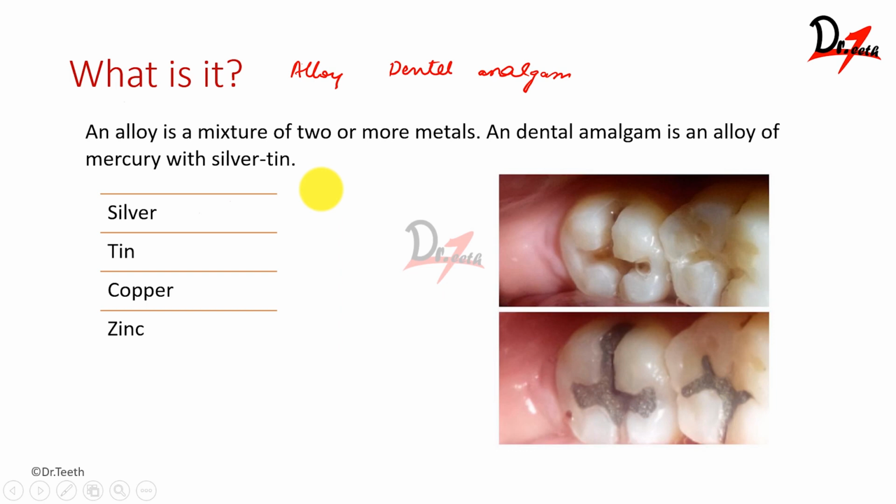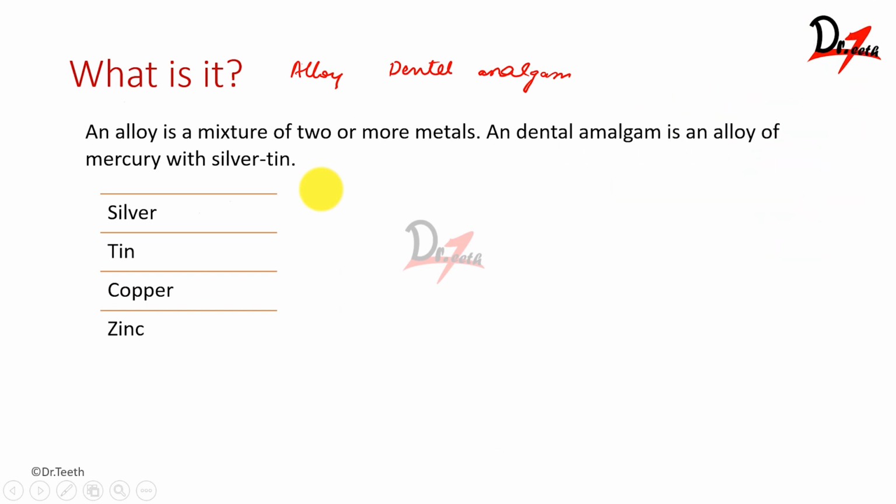Now in dental amalgam, we have mercury with silver and tin. Now you must be wondering why we are using mercury in dental amalgam, because mercury is said to be toxic. That is a controversial topic, because the mercury we use in dental amalgam is far less than the mercury we are actually exposed to from the external environment.